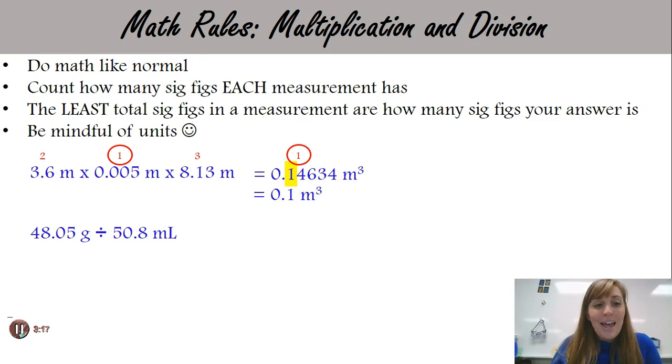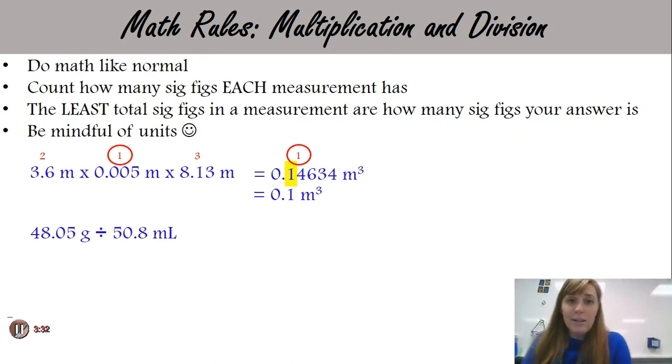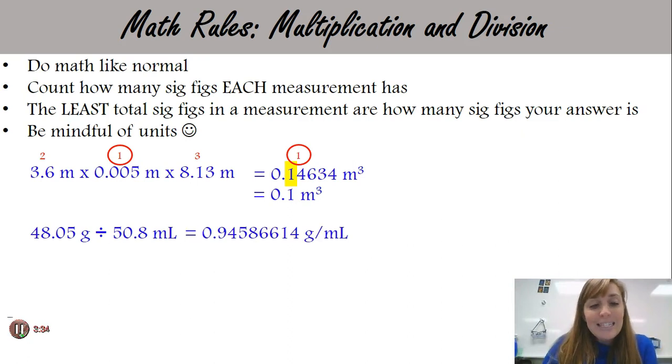Let's do another. I've got 48.05 grams divided by 50.8 milliliters. So the first step is just to do the math like normal math. 48.05 divided by 50.8. So go ahead and type this into your calculator and see if you get 0.945866614. Notice the unit is grams per milliliter, so this dash means per or divided by. It's because I had grams on top of my fraction, milliliters on bottom of my fraction. Remember, division always makes a fraction.